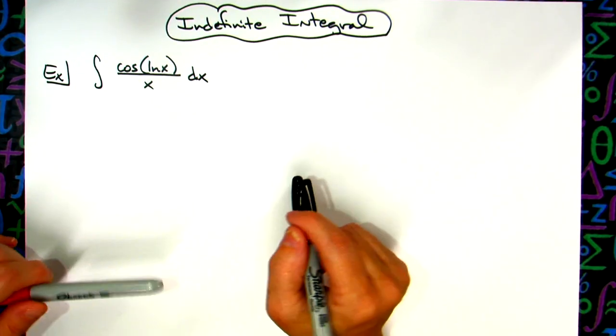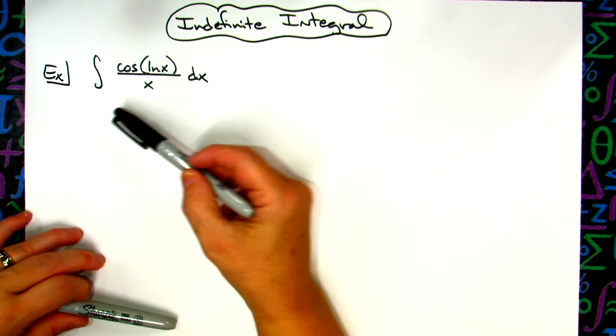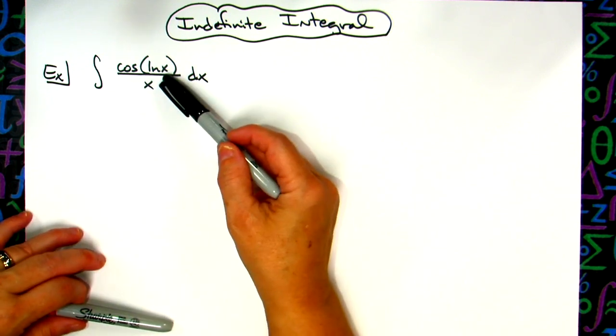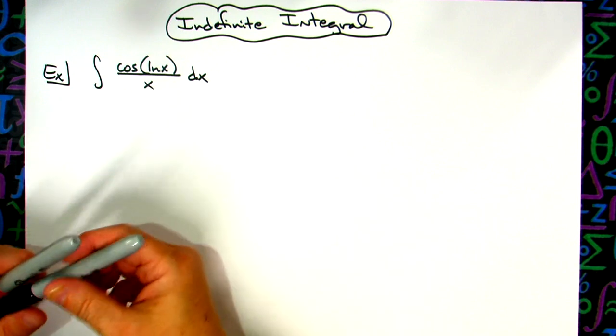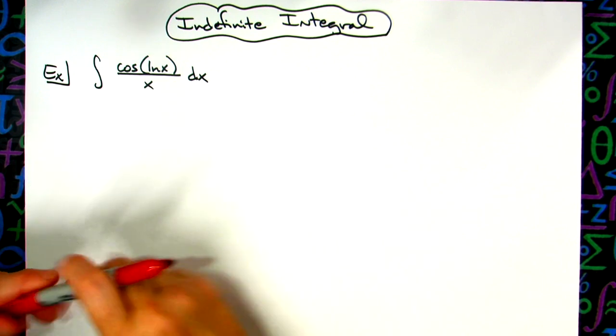In this video, we're going to take a look at just a single indefinite integral here. We're going to integrate cosine natural log of x all over x. Now this would be done pretty early in a Calc 1 class where you have learned U-substitution.